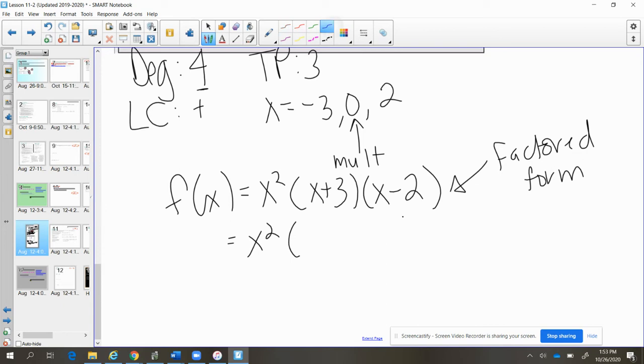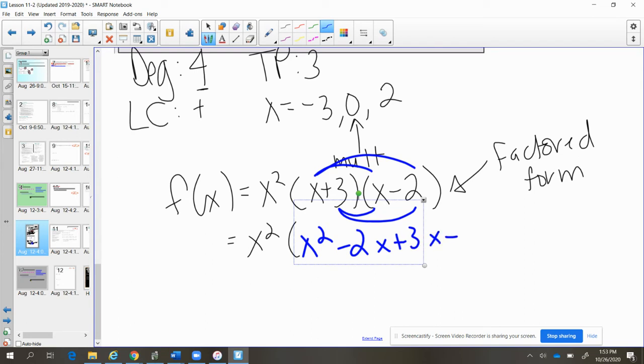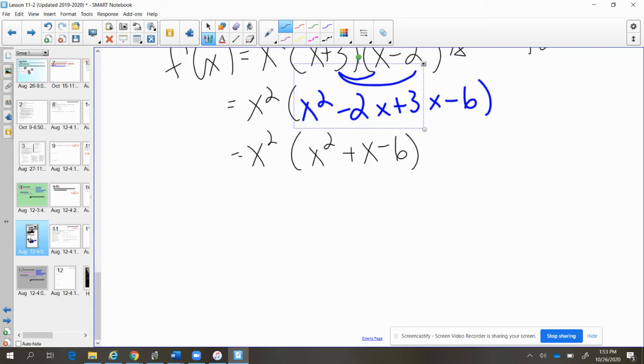If we double distribute, right, distribute the x through, we end up with x squared minus 2x. And then if we distribute the 3 through, we have plus 3x minus 6 when we multiply that through. And as we continue, we want to make sure we condense. And then if we want full standard form, we're actually going to need to distribute through our x squared as well to get our final answer in standard form.